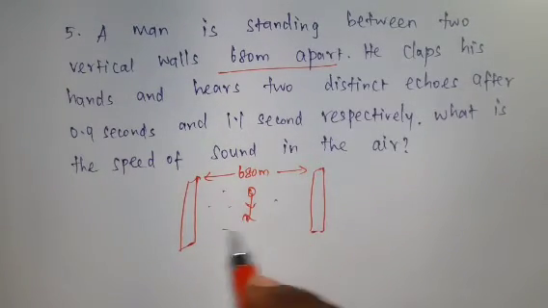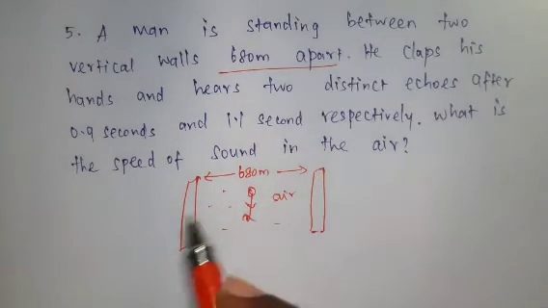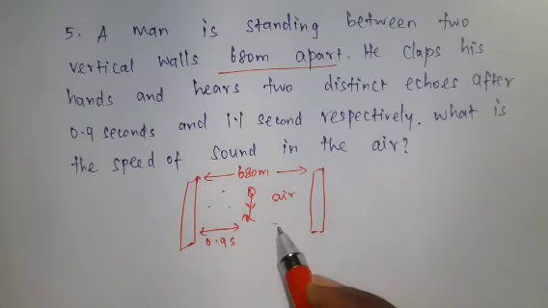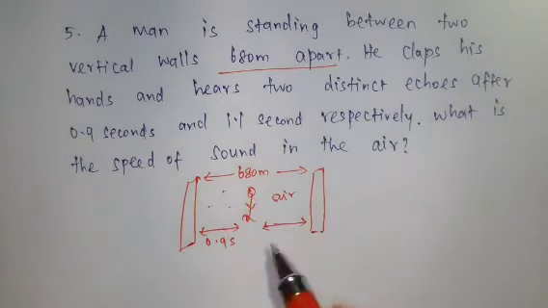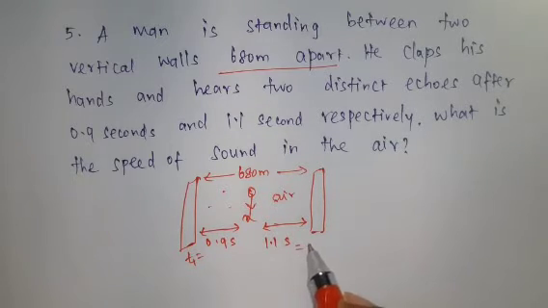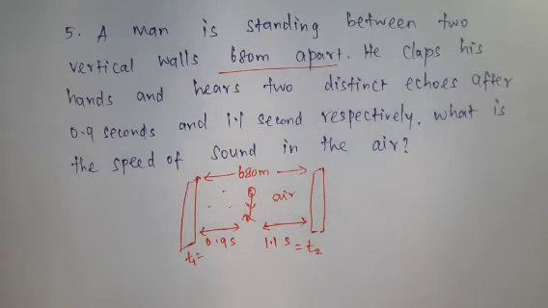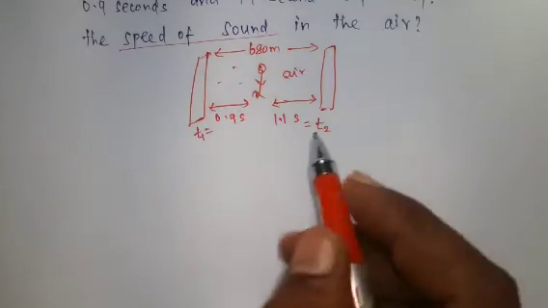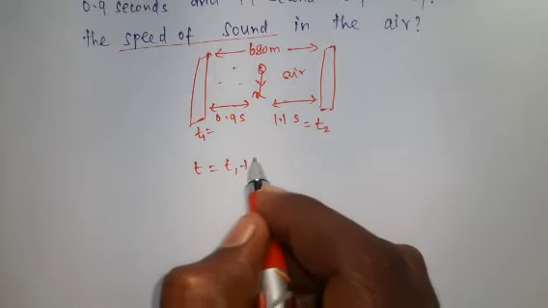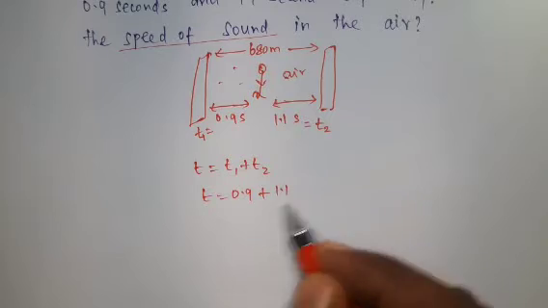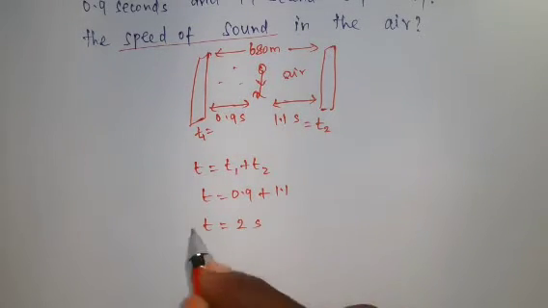So here the medium is air. The first echo is heard in the time interval of 0.9 second. The next echo is heard in the time interval of 1.1 second. So this 0.9 you can take as t1, this 1.1 second you can take as t2. Now we have to find the speed of sound in the air. Total time for the echo sound, t is equal to t1 plus t2. T is equal to t1 value 0.9 plus t2 value 1.1. So total time is 2 seconds.